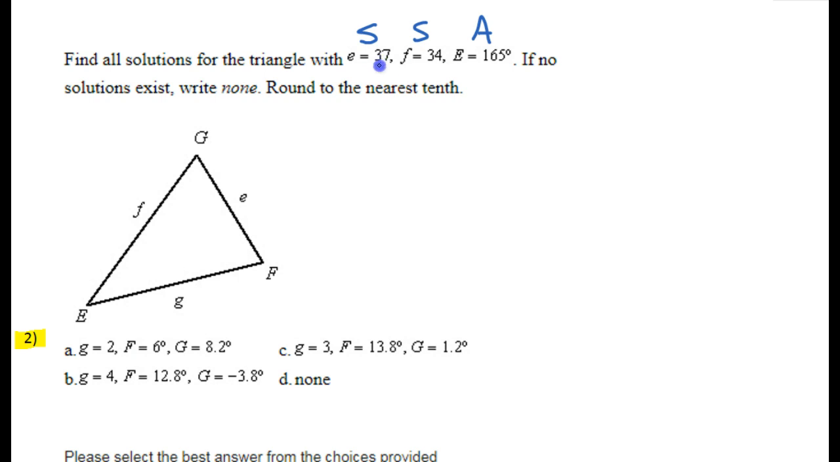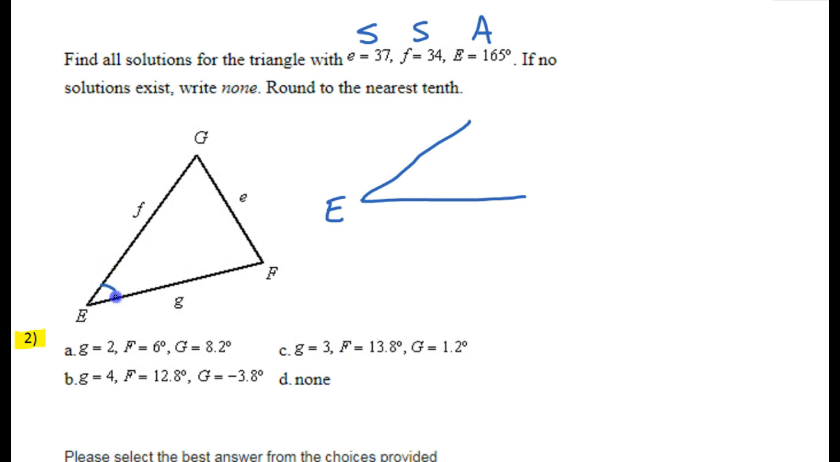So here's what I recommend. I'm going to ignore their diagram for a minute, and I'm going to draw my own. I always put a horizontal line, and I put the angle on the left-hand side, like this. Alright, so this is E, and it's 165.